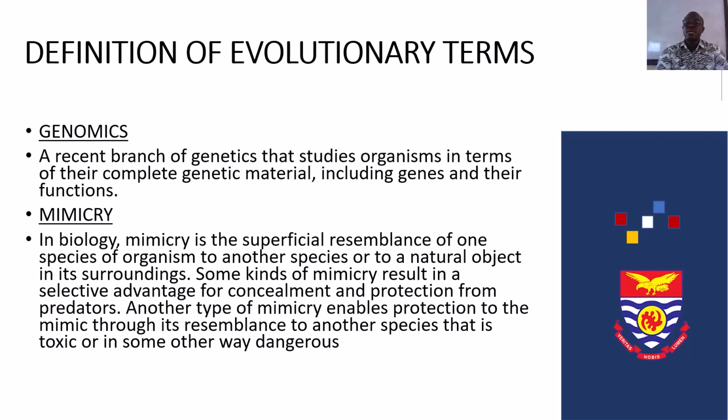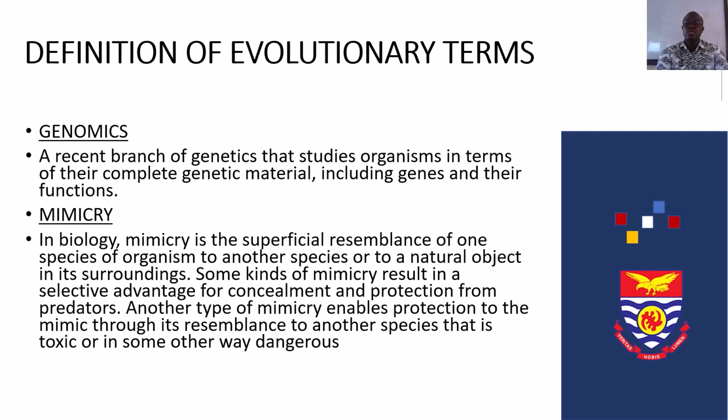Genomics: a recent branch of genetics that studies organisms in terms of their complete genetic material, including genes and their functions. Mimicry: in biology, mimicry is the superficial resemblance of one species of organism to another species or to a natural object in its surroundings. Some kinds of mimicry result in a selective advantage for concealment and protection from predators. Another type of mimicry enables protection to the mimic through its resemblance to another species that is toxic or in some other way dangerous.